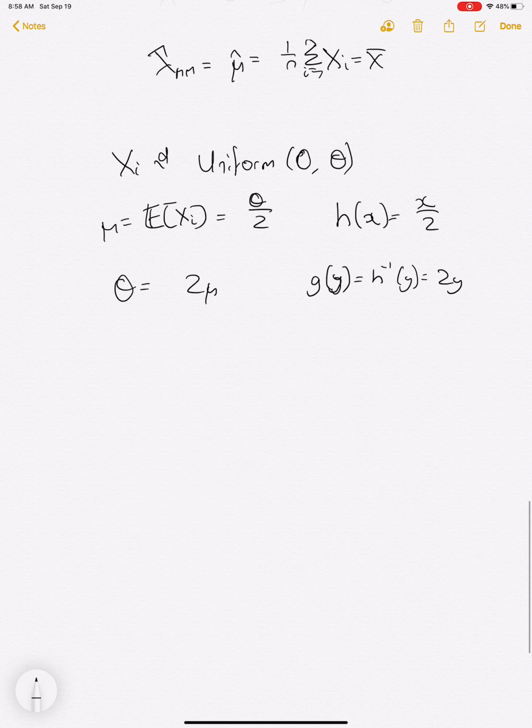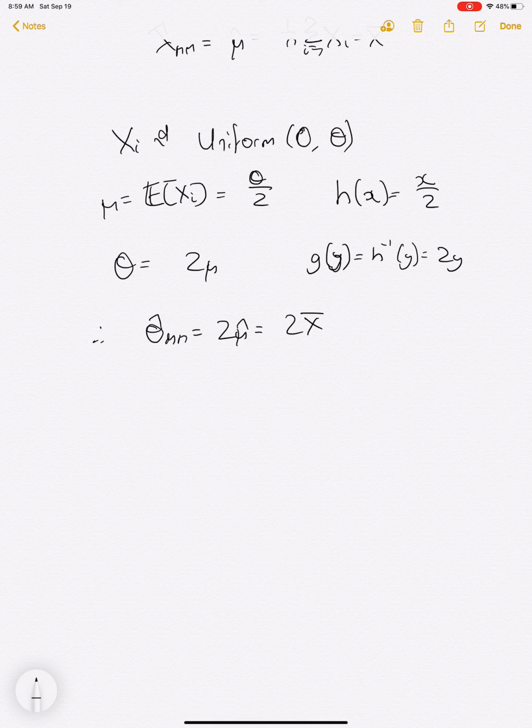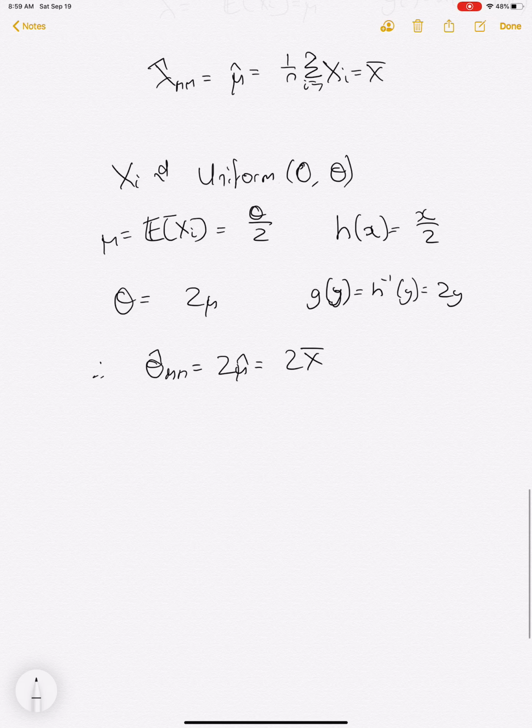Okay, and so therefore theta hat MM is going to be 2 mu hat, which is equal to 2 x bar. And so that's how we would estimate the endpoint there using the method of moments. Note that the subscript denotes the method of moments estimator, because later we're going to use the maximum likelihood estimate, and so we want to distinguish between that.